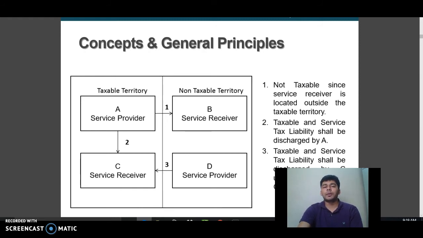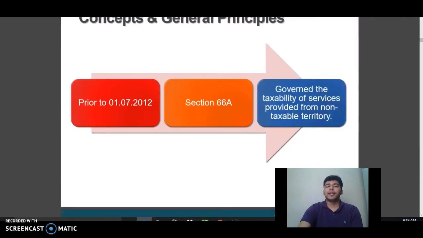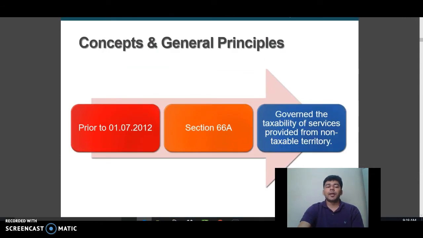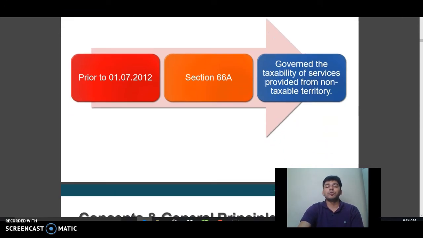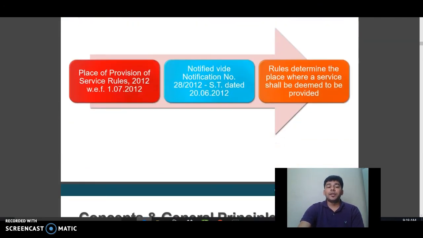Now in this case, what happens? D is in a non-taxable territory, C is in the taxable territory, and therefore the service will be taxable. It will be charged to tax and payable under the reverse charge mechanism. Now the next one. If we just summarize, prior to 1/7/2012, there was section 66A which governed the taxability of services provided from non-taxable territory. Place of Provision of Services Rules 2012 came with effect from 1/7/2012 with the said notification. These rules determine the place where service shall be deemed to be provided.